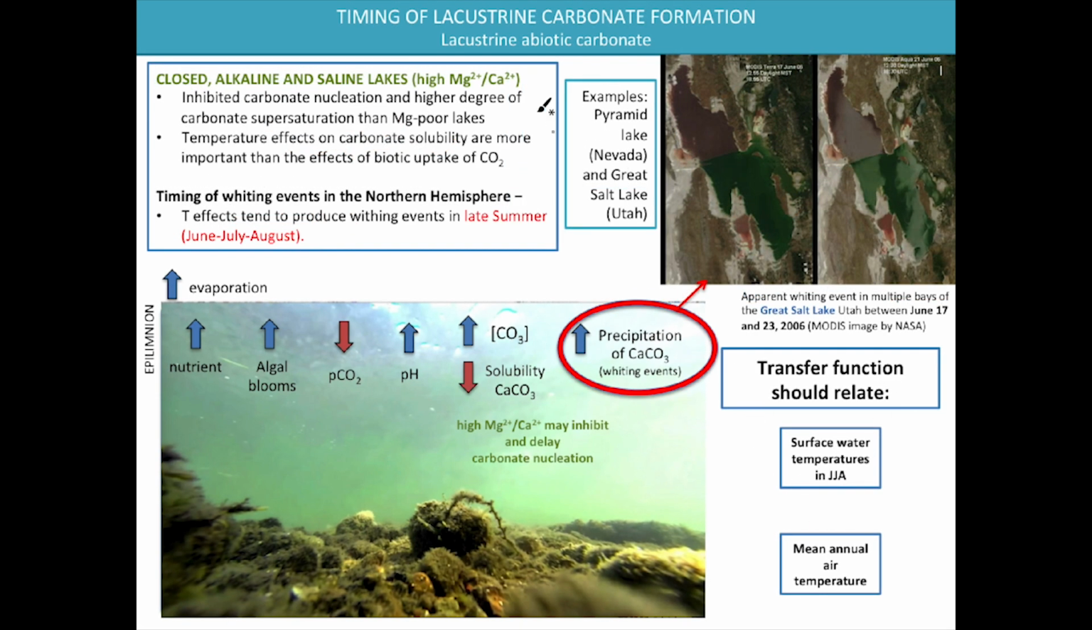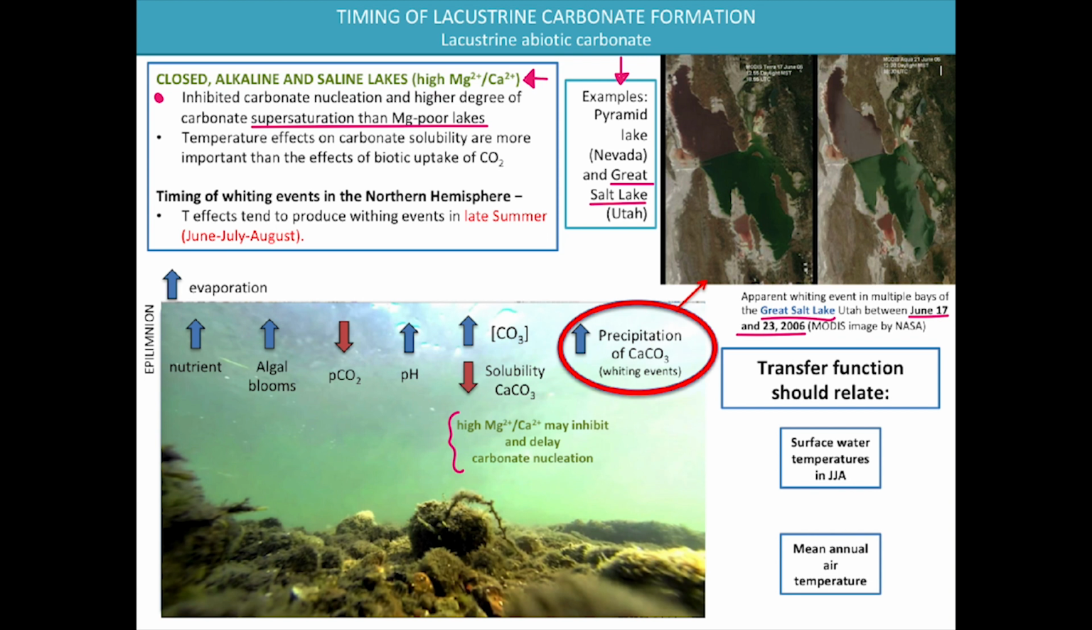In contrast, in enclosed alkaline lakes with high dissolved magnesium to calcium ratio, carbonate nucleation may be inhibited and lake waters can achieve a higher degree of carbonate supersaturation than magnesium-poor lakes. Examples are evaporative lakes such as Pyramid Lake in Nevada and the Great Salt Lake in Utah, which have peak periods of carbonate precipitation in August and June, respectively.